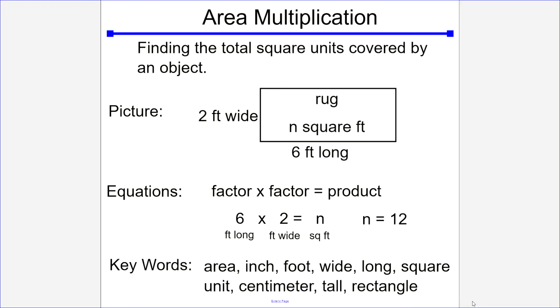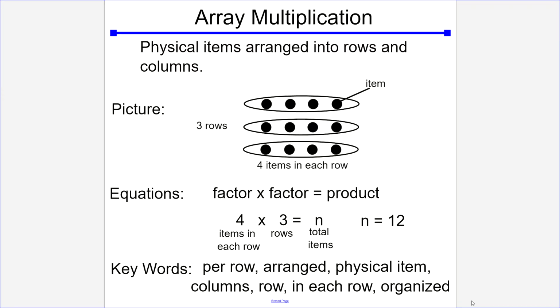To solve an area multiplication story problem, you multiply the length of the rectangular object times the width of the rectangular object. Array multiplication is different than area multiplication. In an array multiplication problem, there are physical items that are arranged into rows and columns. You're trying to find the total number of physical items.